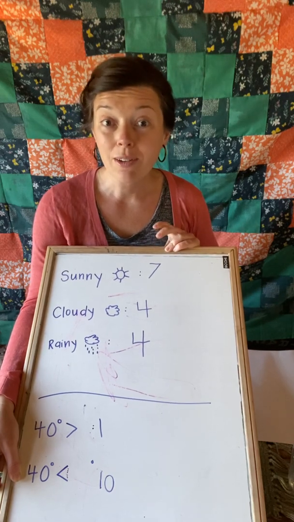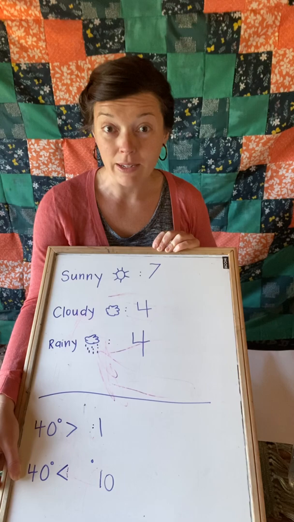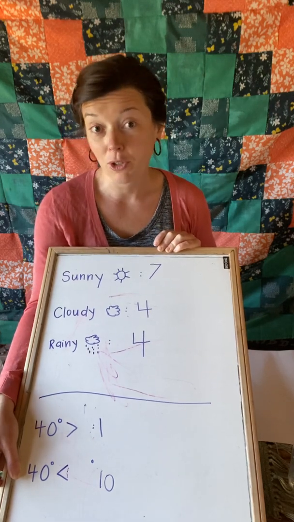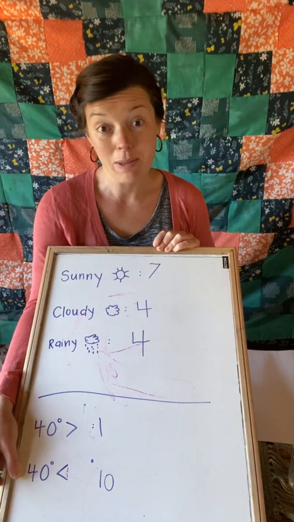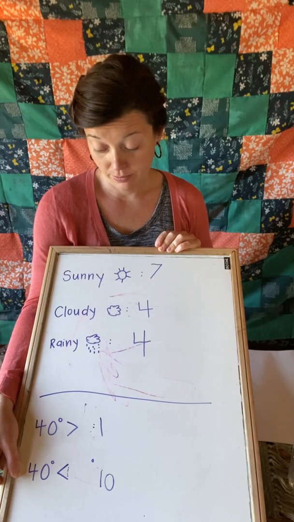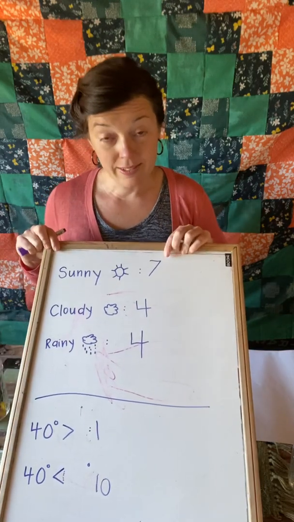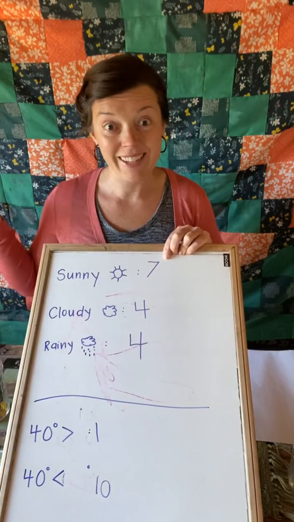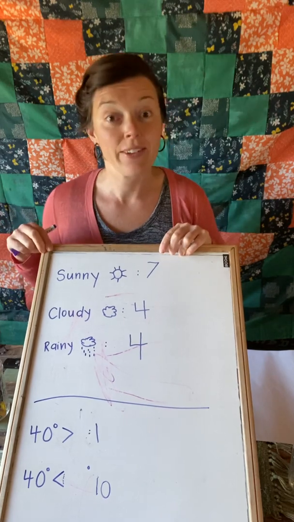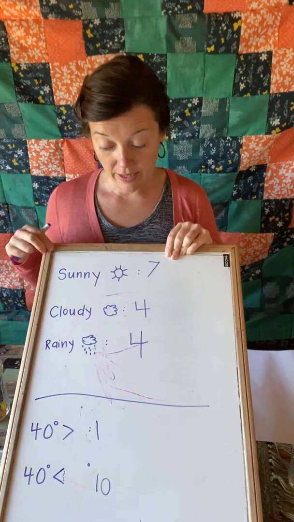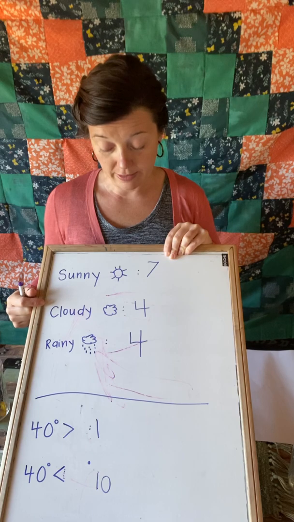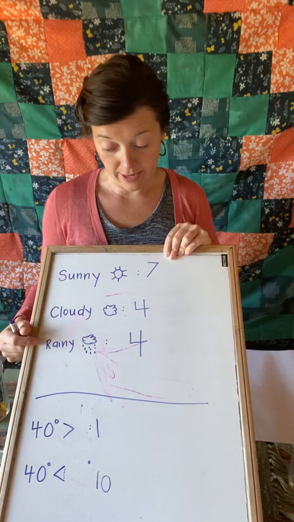Your information might look different than mine because you might have looked at your weather at a different time of day than I did. I counted 7 sunny days. I counted today because today is sunny. So I counted 7 sunny days, 4 cloudy days, and 4 rainy days.